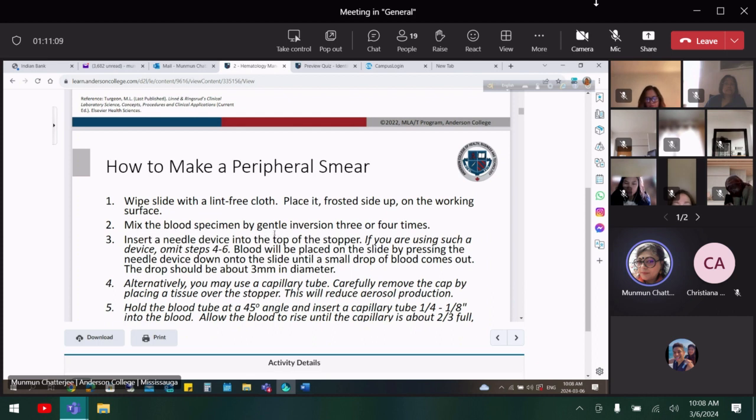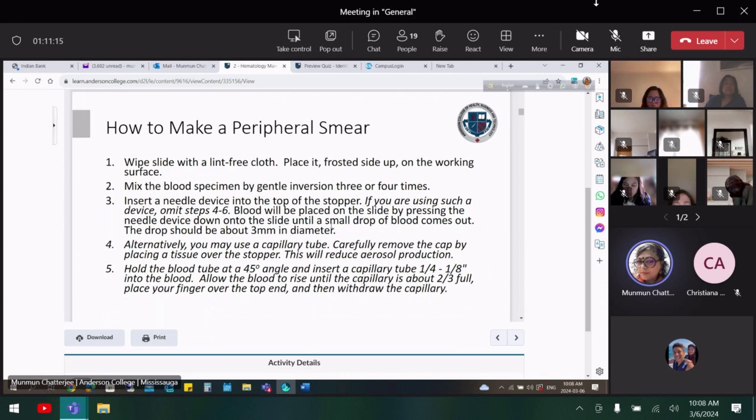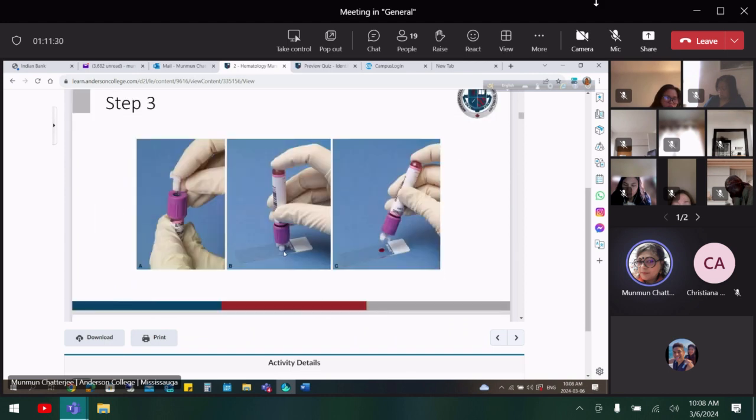Then you have to mix the blood specimen gently by inversion 3 or 4 times when you are taking it from the EDTA tubes. Then either you can insert a needle device on the top of the stopper, and you can use this one. You have that one in the lab, right? You can just drop the blood.